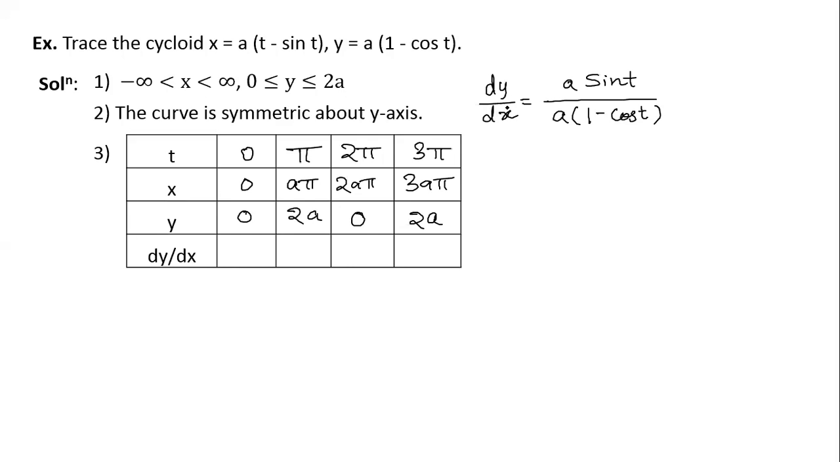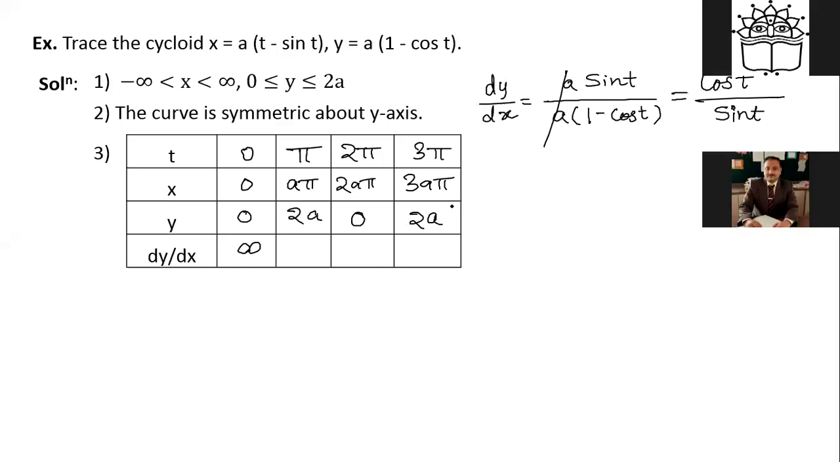dy by dt is equal to a times 0 minus sin t, and dx by dt is equal to a times 1 minus cos of t. Yes, let us put t equal to 0. It will be 0 upon 0 form. So let us take the derivative separately, and the derivative of cos is minus sin t. So at t equal to 0, this will be infinity.